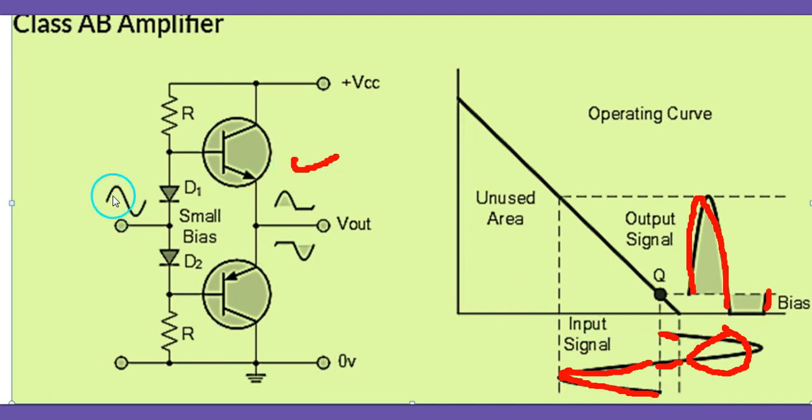So in the absence of the signal, some base current flows, very small. That's why the Q point is here. But even then, the efficiency is better, because no appreciable amount of base current flows without an input signal.